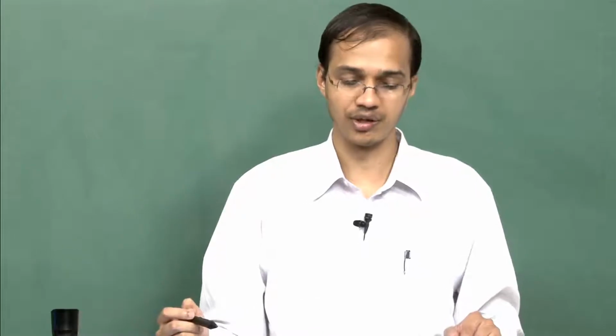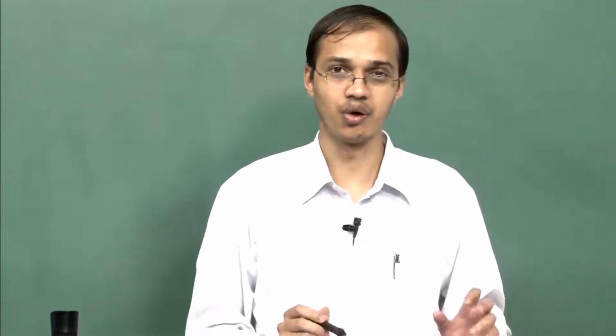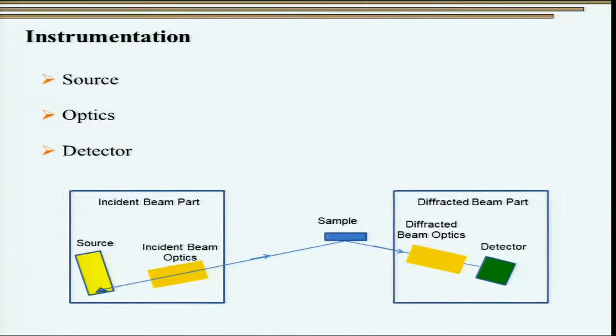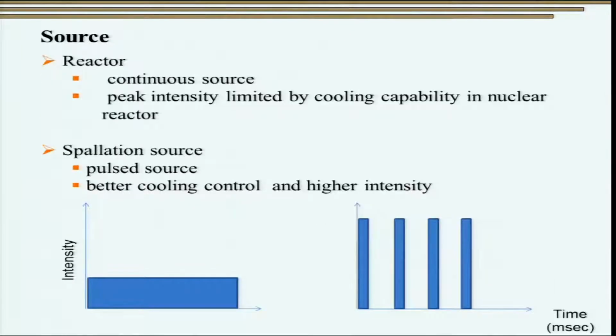Now, talking about instrumentation. This is a slide that we had already seen. We saw that this was for X-rays. So, we had a source, incident beam optics, a sample, a diffracted beam optics and a detector. We have something similar, not exactly the same, but very similar for neutrons. We will try to see how we have instruments for carrying out neutron diffraction. So, let us start with the source.